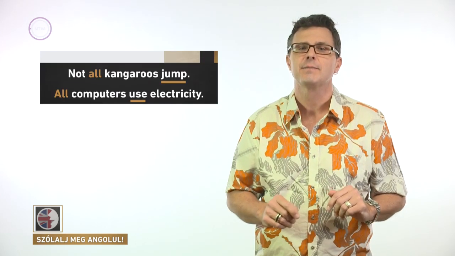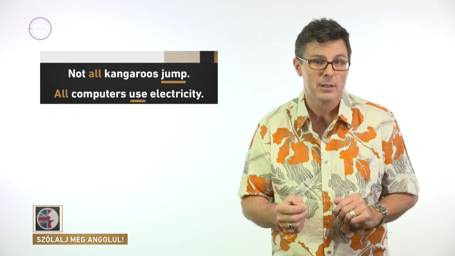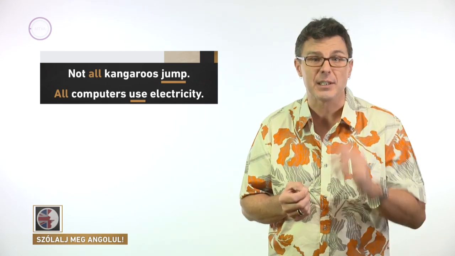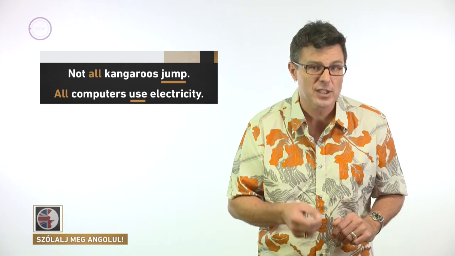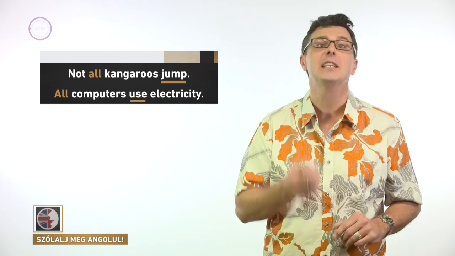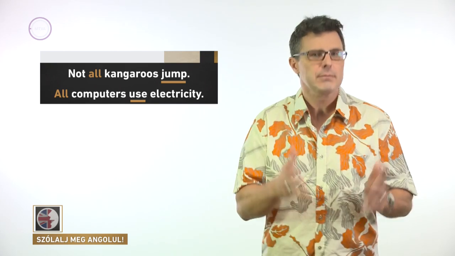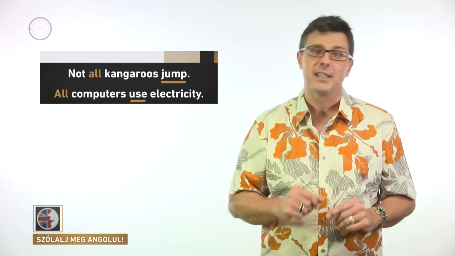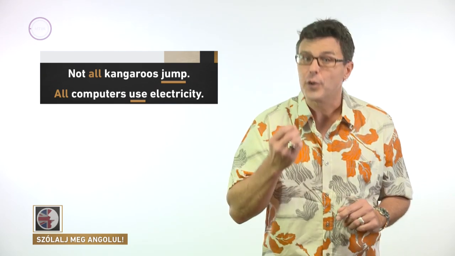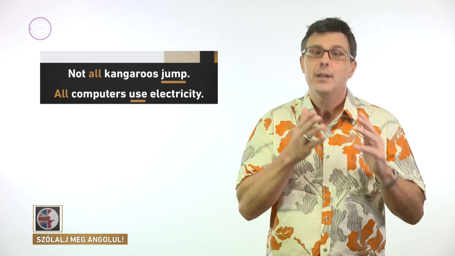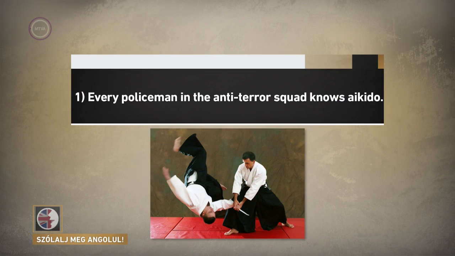If we change the two example sentences so that they use all instead of every, then we get these sentences. Not all kangaroos jump. All computers use electricity. So, we use a plural noun, kangaroos, after all in the first sentence. And we make sure that the verb to jump is in the plural form. They jump. Okay. Now, we do the same with the second example sentence. We use a plural noun after all, computers, and then we make sure that the verb is in the plural form. They use electricity.